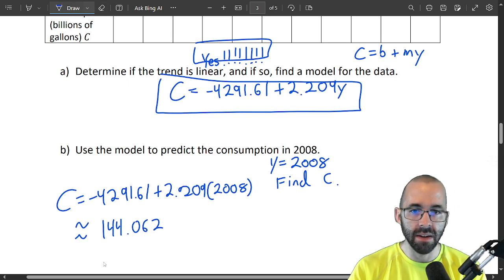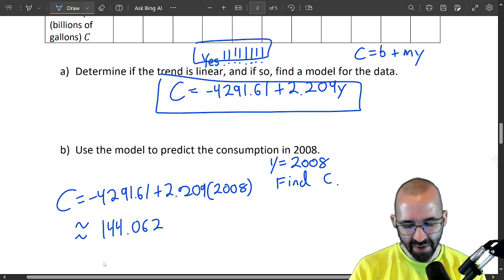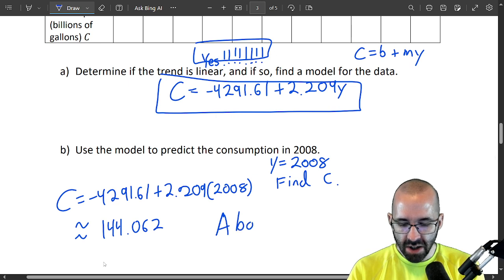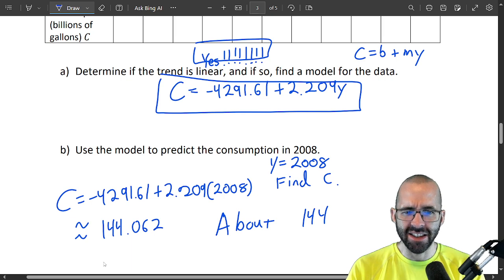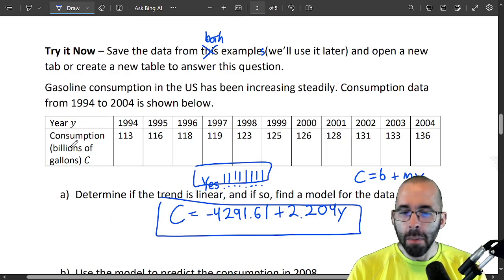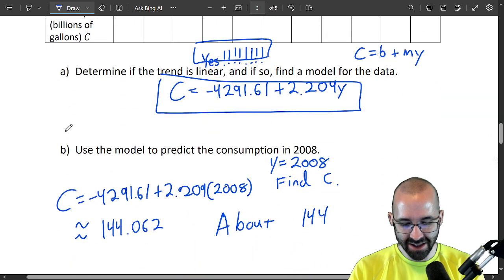It's showing that we're rounding, although I think in this case, we might not actually be rounding. Oh well. We're going to say about 144. It's gas, but it's not gallons of gas. That would not be very much. Billions of gallons of gas.